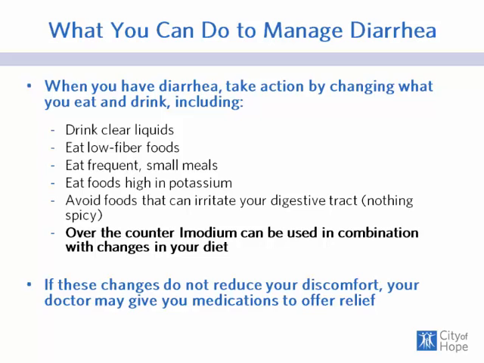Eat foods high in potassium. Potassium is an important mineral that you can lose through diarrhea. Try eating bananas, potatoes, and apricots to boost your potassium levels. If you have kidney problems, consult with your doctor before eating foods high in potassium. Avoid foods that can irritate your digestive tract. These include dairy products, spicy foods, alcohol, caffeine, and foods high in fiber or fat.